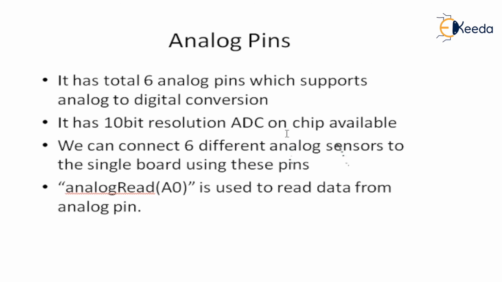So we can connect 6 different analog sensors to the single board using these pins, and for making use of this, just like in the previous lecture we made use of digital read or digital write, in the analog pins you have to make use of analog read or analog write. Analog read is the term you use for accessing the analog pins of your microcontroller, or this Arduino board basically. So in this programming naming convention, they have kept a command called analogRead, used to read the data from analog pins.